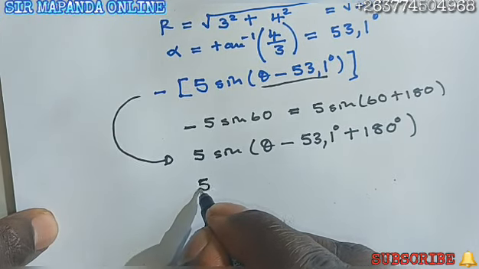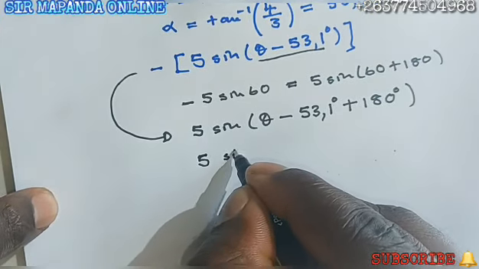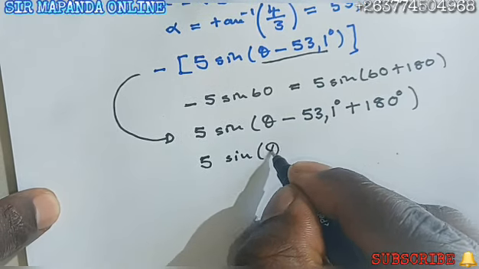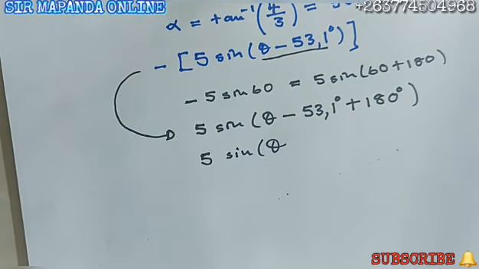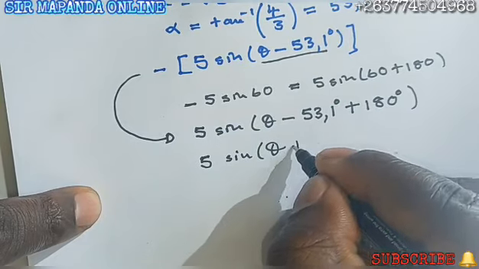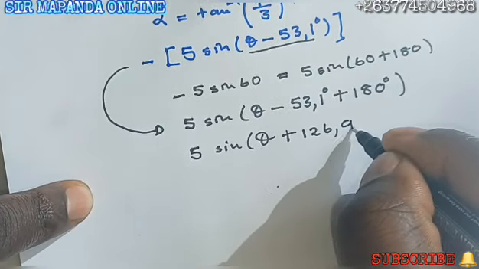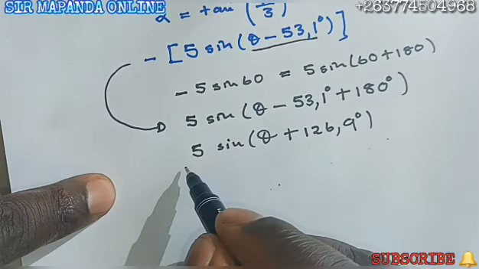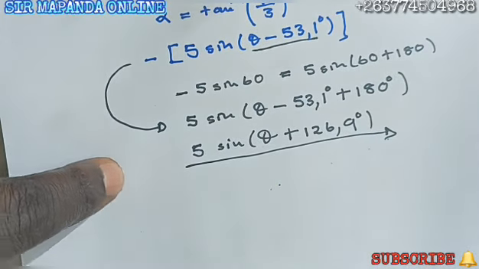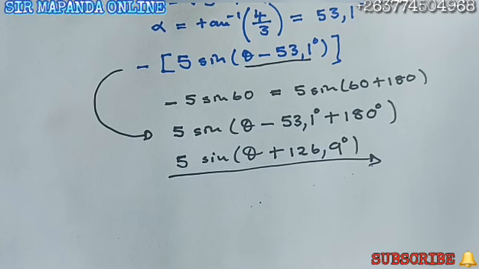So your final answer becomes 5 sine, open bracket, theta. Then you punch in your calculator. You get 126.9 degrees. So this is your final answer as per requirement of the question. I hope you are following, class. Let us proceed to the next question.